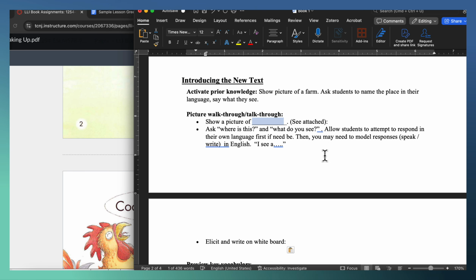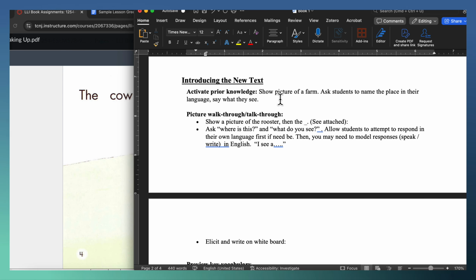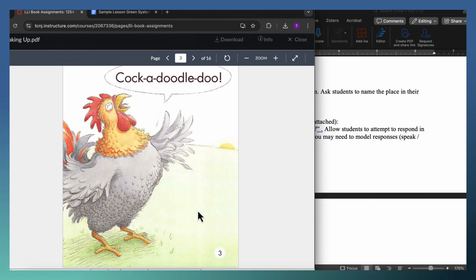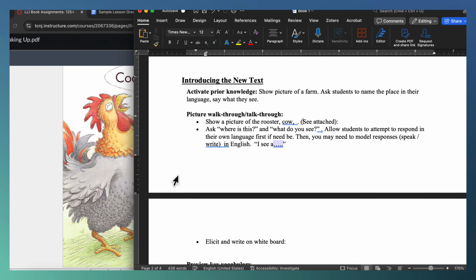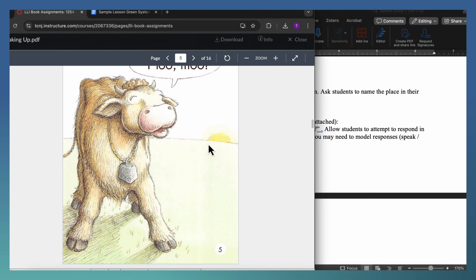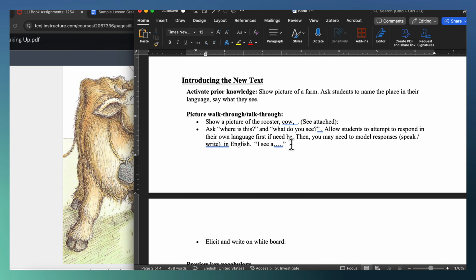So picture of the rooster, then the cow, etc. You can put it in shorthand. All right. But this is also an opportunity for them to talk about like, oh, where's the chicken? The chicken is in the grass, right? And so, right, the cow is in the grass. And what else do we see in the picture? Oh, we see the sun, right?